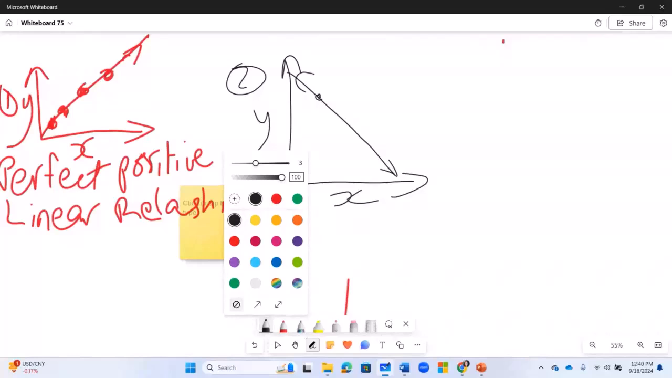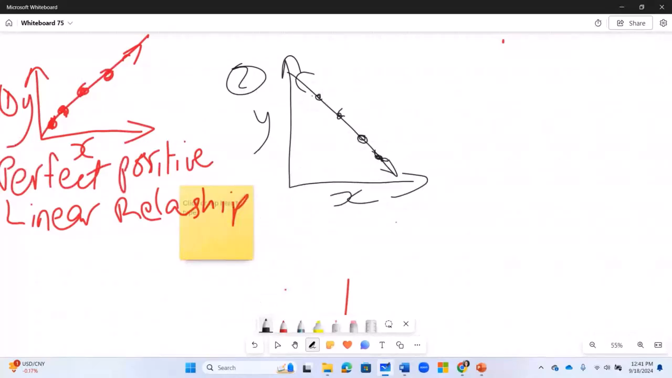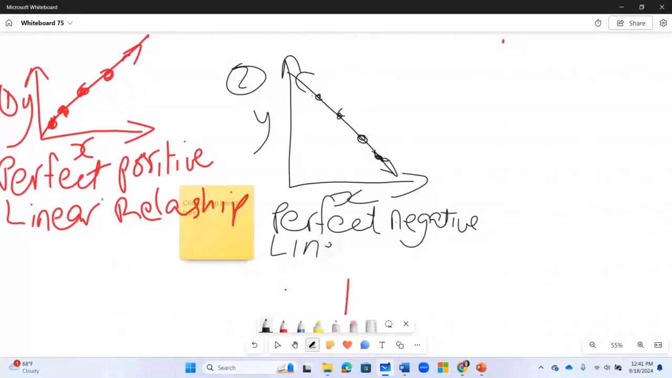All right. So all the points are on the line. Then it is another perfect relationship. But this time, the perfect is negative. Perfect negative linear relationship. So this one has a perfect negative linear relationship.